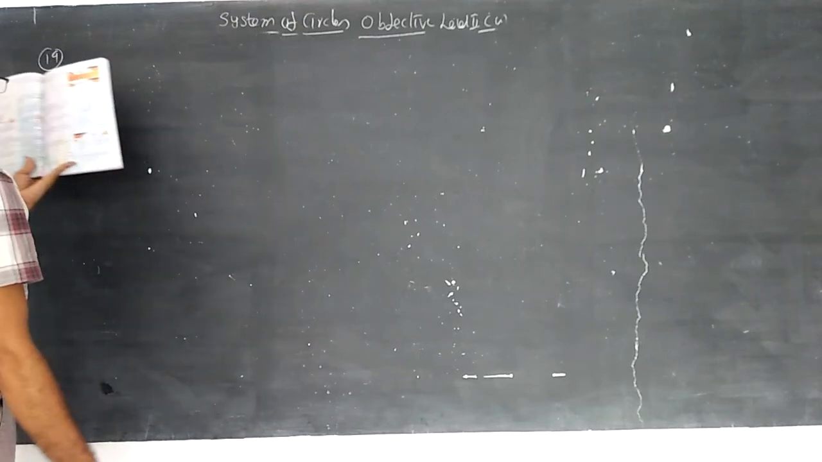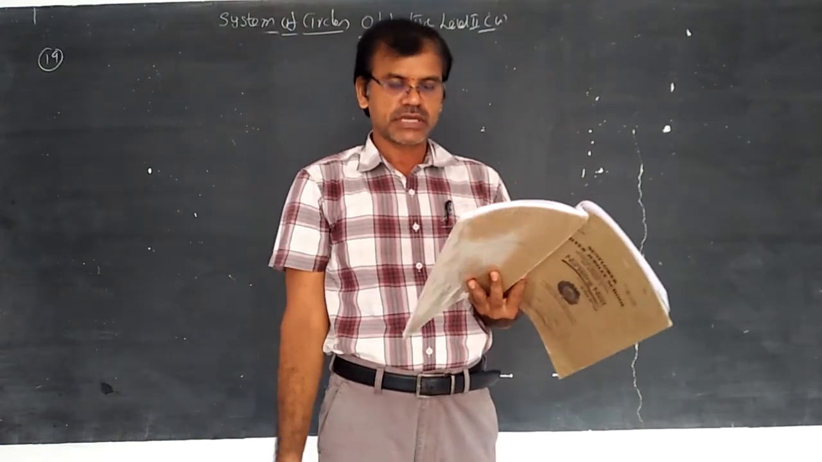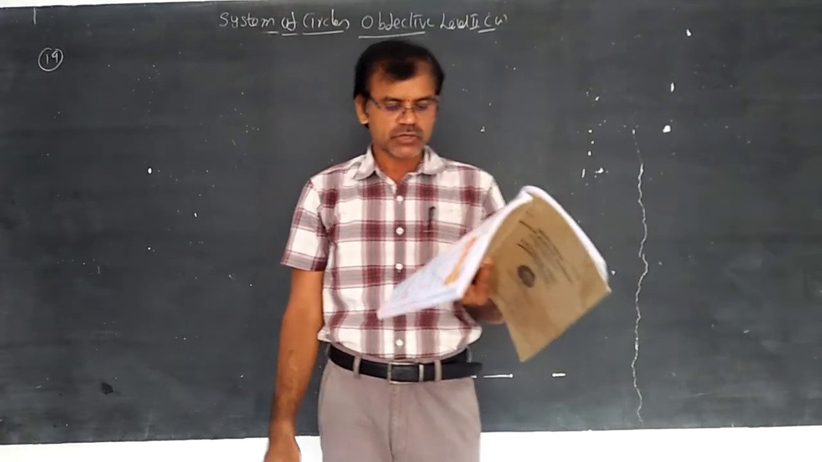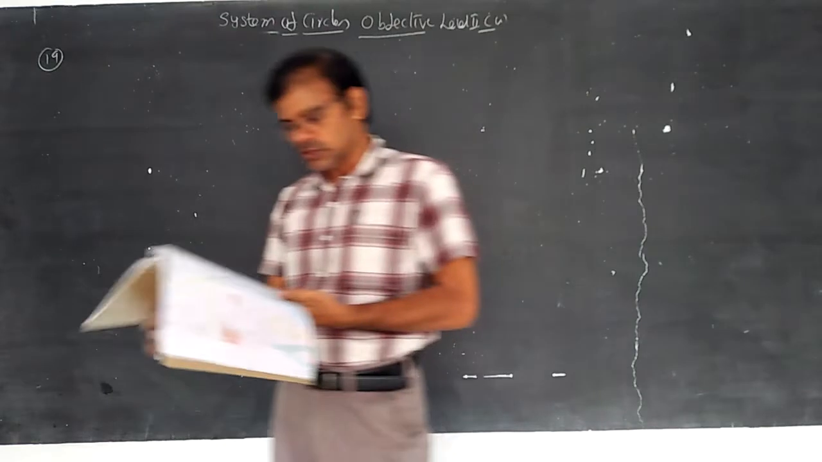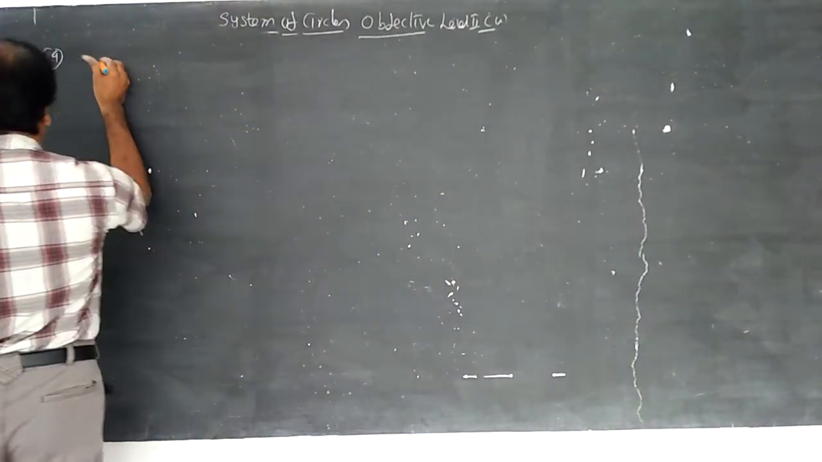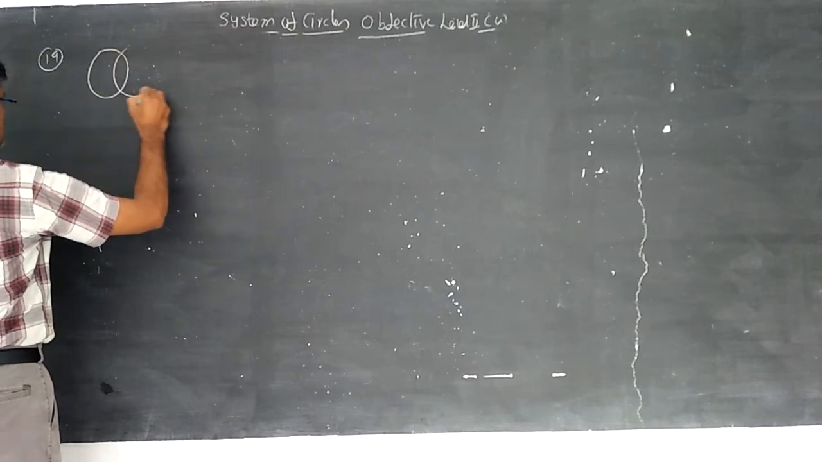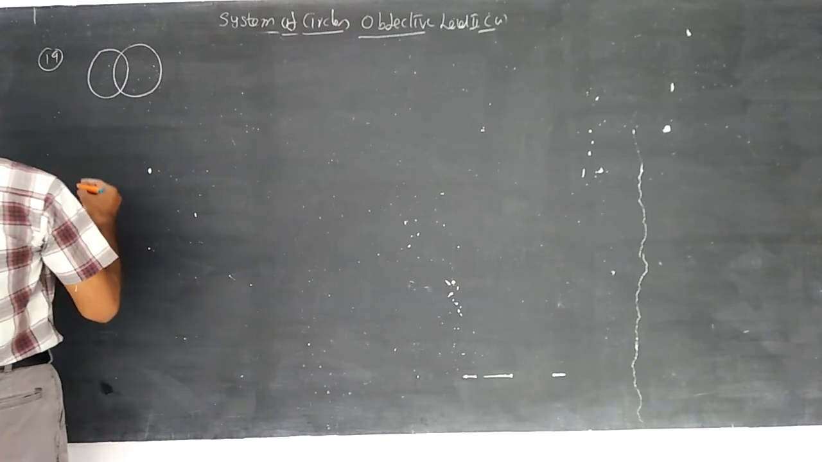If the circle x square plus y square minus 8x minus 4y plus c equal to 0 touches the circle x square plus y square plus 2x plus 4y minus 11 equal to 0 externally and cuts another circle orthogonally, then what is the value of k? Draw a diagram like this. This circle is cutting a circle orthogonally and touches externally.